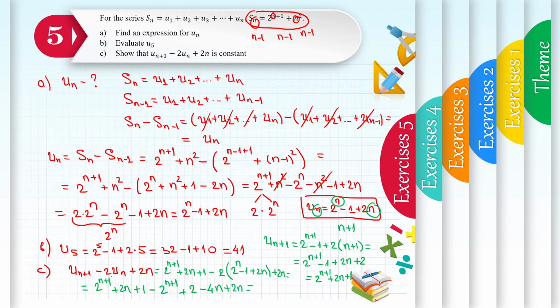Now, 2 to power n plus 1 minus 2 to power n plus 1 is 0. 2n plus 2n minus 4n is 0. And plus 1 plus 2 is 3, which is a constant. And we proved that the expression is a constant, the thing that we had to prove. And so we solved exercise number 5.